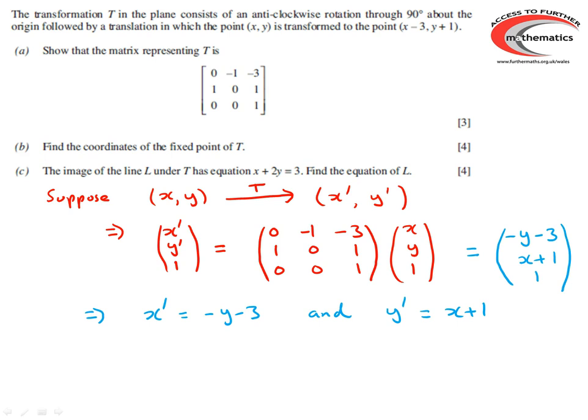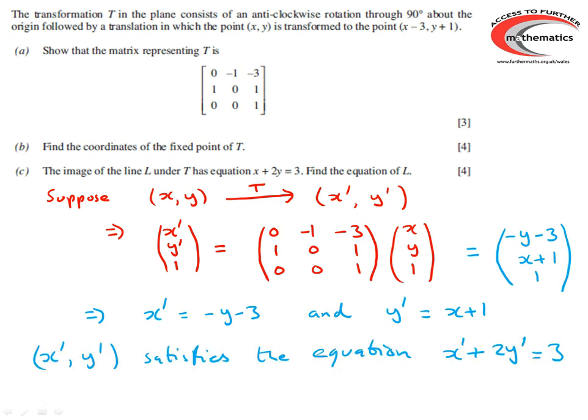Now, if the image point lies on the line x + 2y = 3, that means that we have x' + 2y' must equal 3. Which means that we've got -y - 3 + 2 lots of (x + 1) must equal 3. Which means that the original point, (x, y), must satisfy 2x - y = 4.